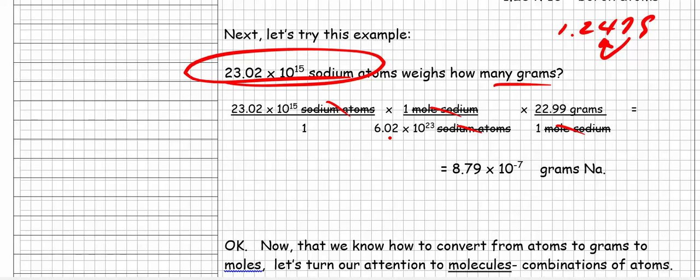Let me put that in scientific notation. I get 8.79119269, and so on, times 10 to the negative 7. But I can only have 3 significant digits because of that 6.02. So I'm going to round my number to 8.79 times 10 to the minus 7th grams of sodium.